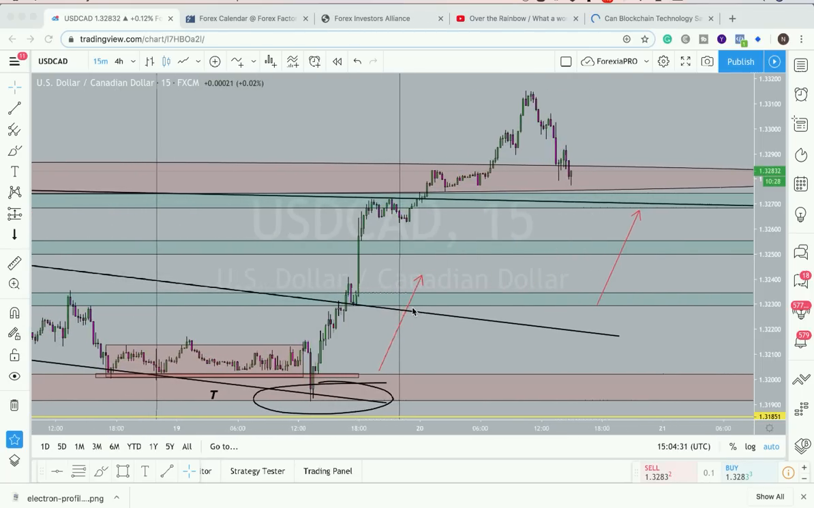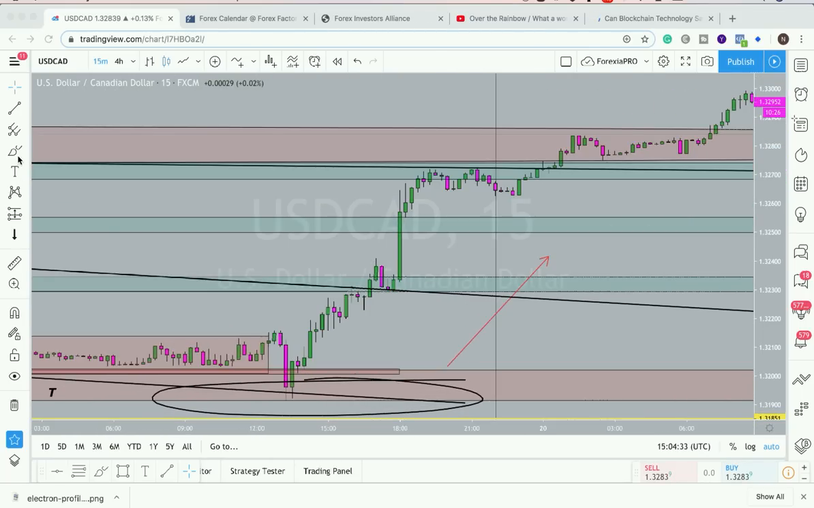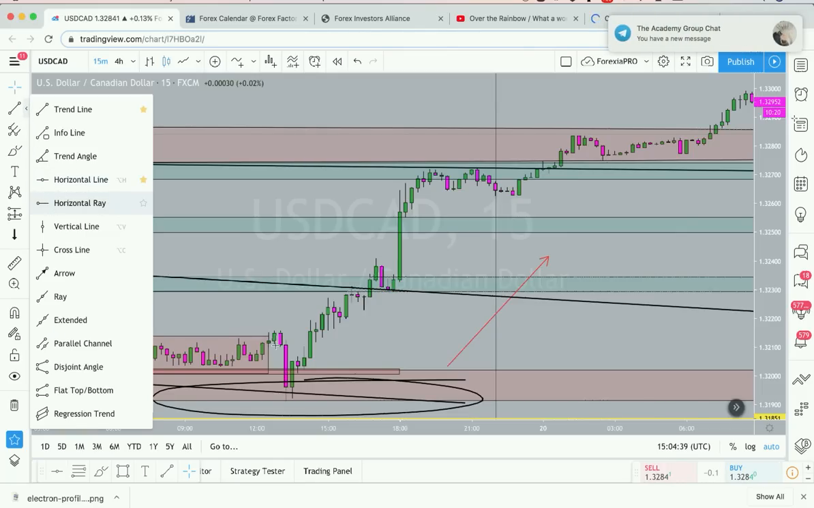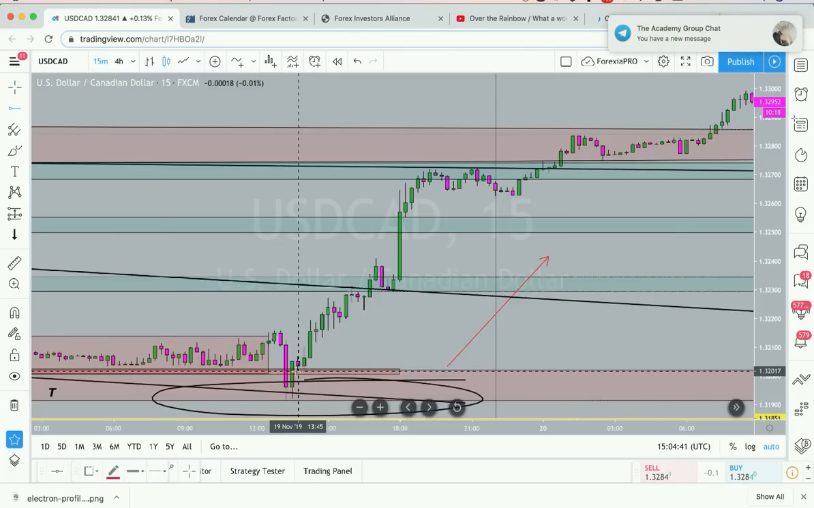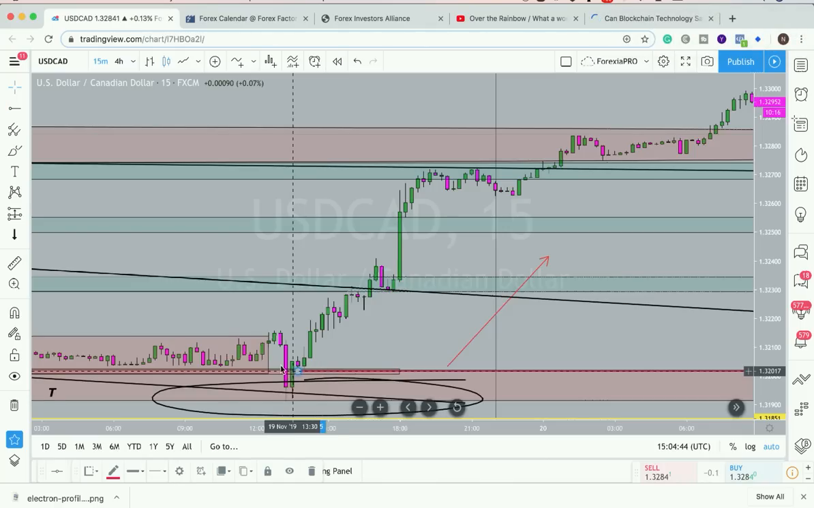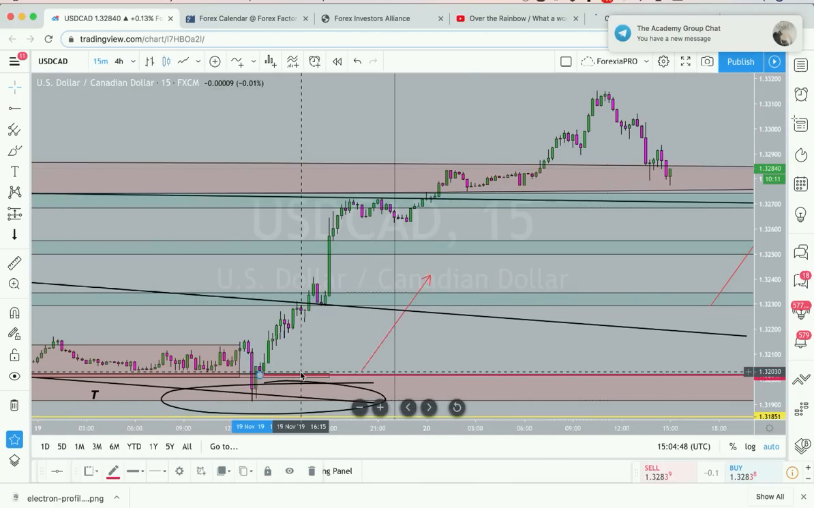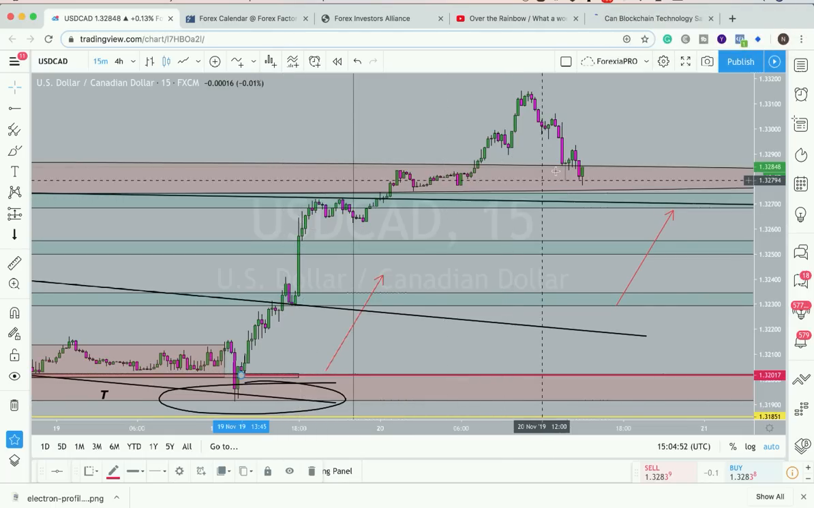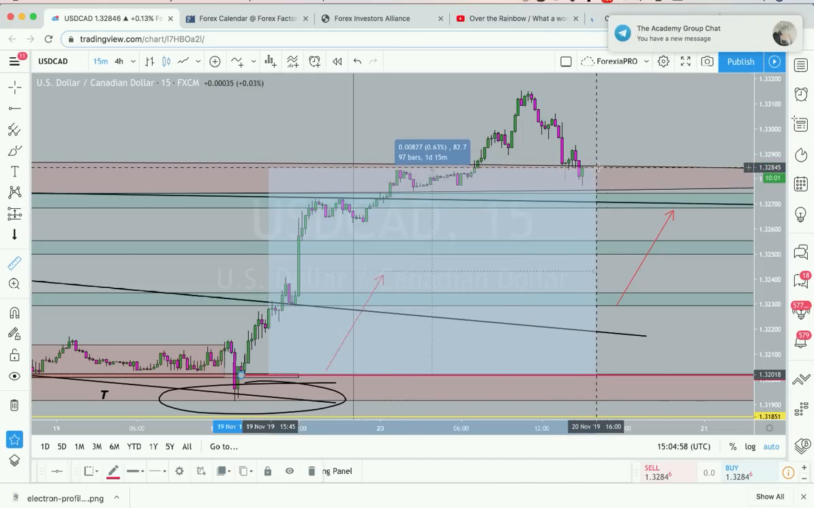We bought right around here. A buy was called at this point. We are currently floating, count them up, 82 plus pips.